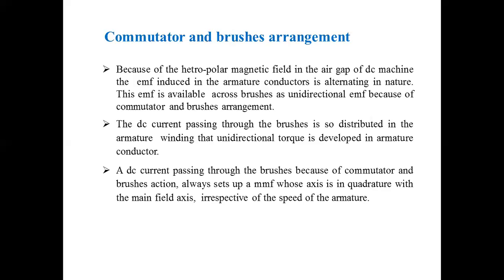Next one, a DC current passing through the brushes, because of commutator and brushes action, always sets up an EMF whose axis is in quadrature with the main field axis, irrespective of the speed of the armature.